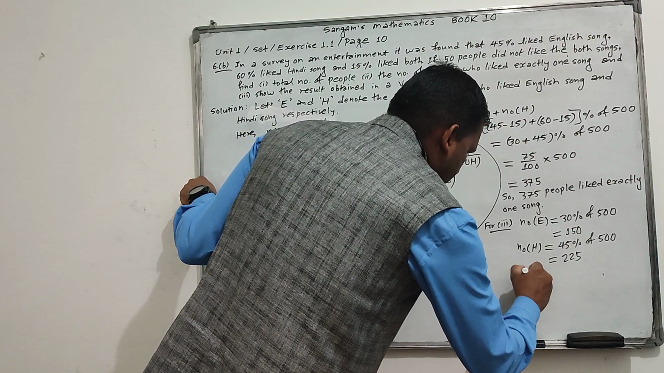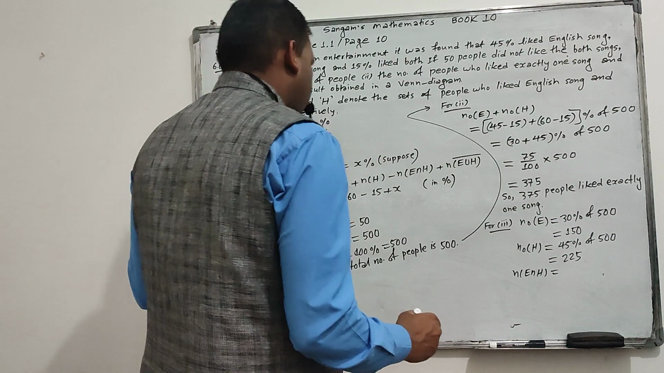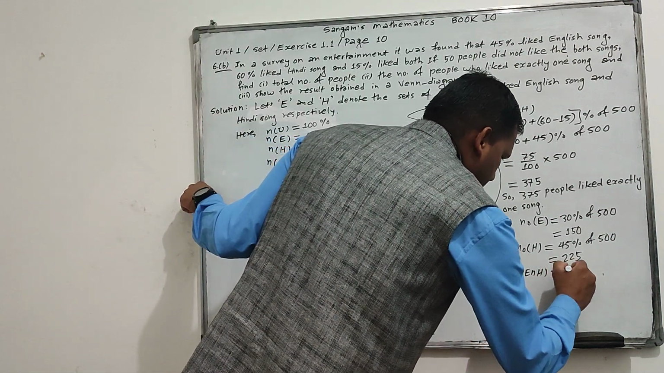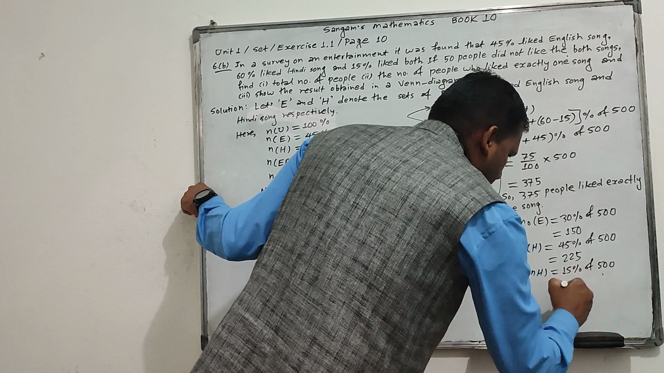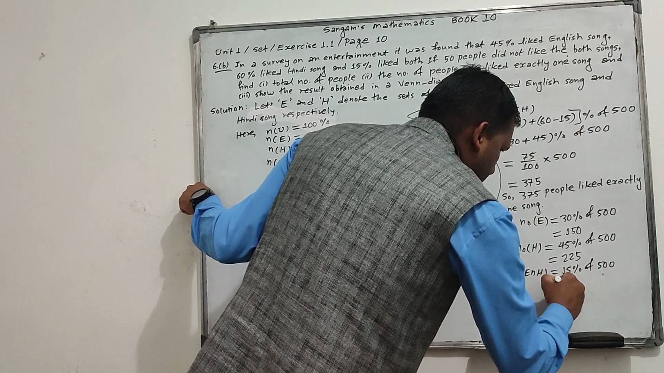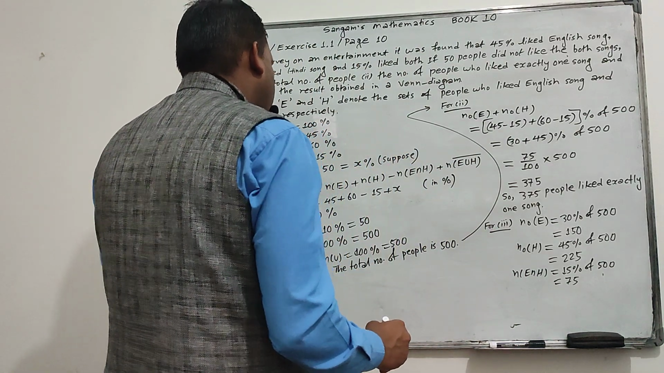Number of C intersection is equal to 15% of 500, which is equal to 75. Complete data is 50.